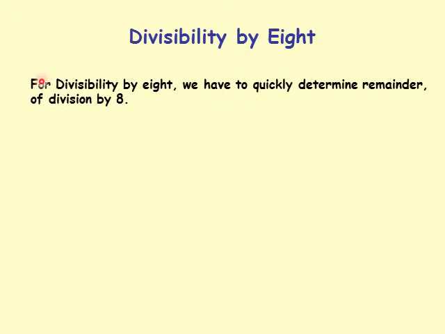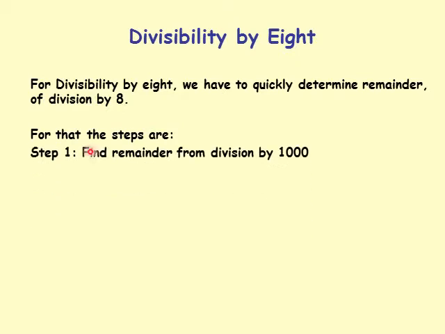Now try to extend that to divisibility by 8. For divisibility by 8, we have to quickly determine the remainder of division by 8. For that, the steps are: find the remainder from division by 1000.